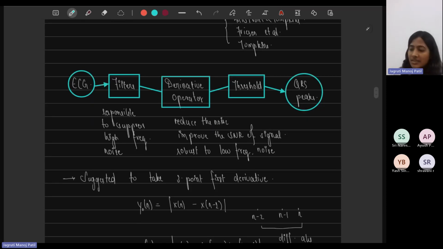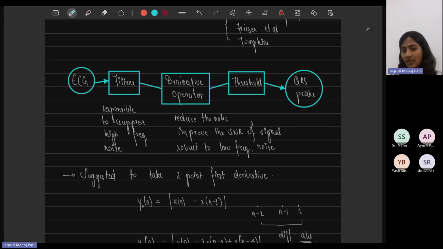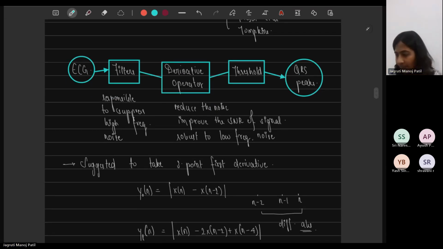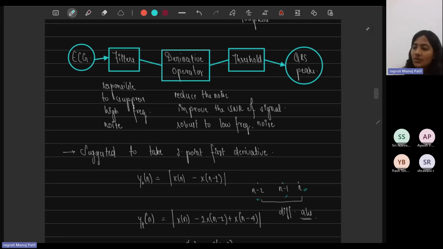So here they suggested to take the 3-point first derivative. So what is this 3-point first derivative? Suppose that you have a point n. Go backwards from it, n minus 1, n minus 2. So here n minus 1 is the center. Now you take the difference between the two ends, n minus 2 and n. Eventually you take a modulus, so the sign doesn't matter. This is how you take the first derivative.